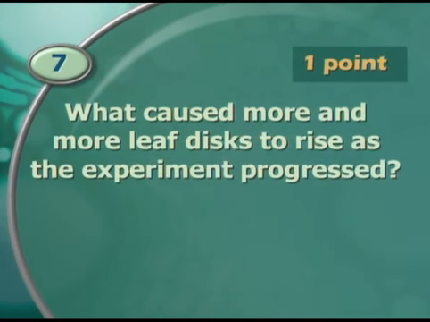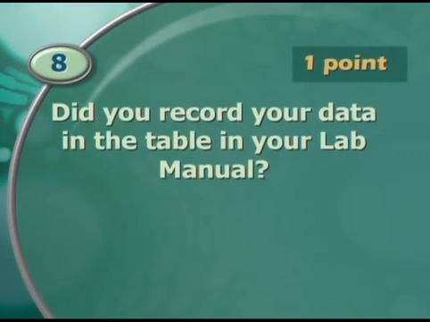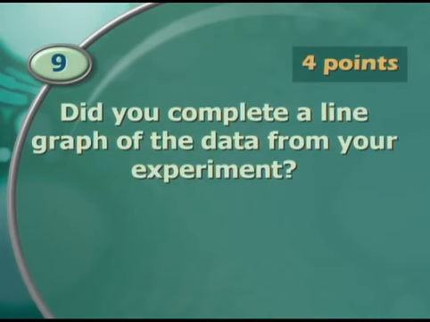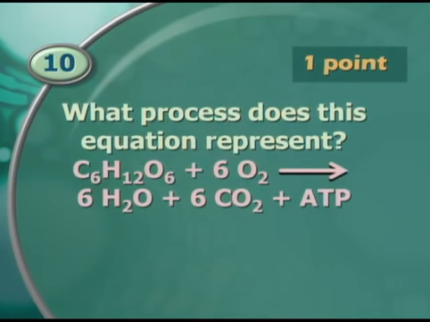Question 7. What caused more and more leaf discs to rise as the experiment progressed? Question 8. Did you record your data in the table in your lab manual? Question 9. Did you complete a line graph of the data from your experiment? And like I told you during the lab, this is worth 4 points. Question 10. What process does this equation represent?